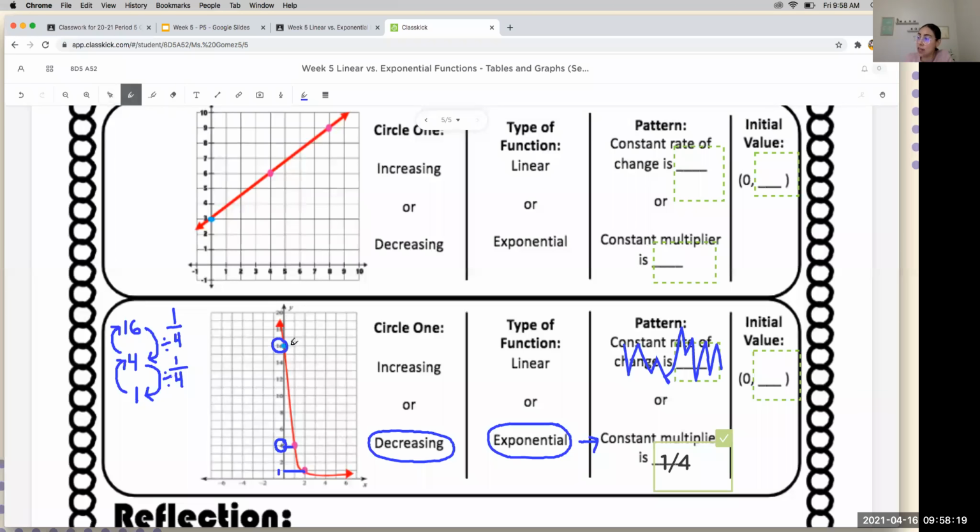And the last thing you want is your initial value. That was your y-intercept, sorry, which is 16. So we'll come here and type in that 16.